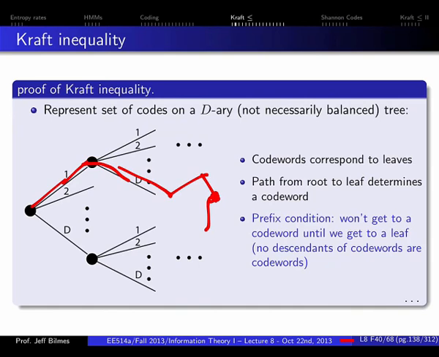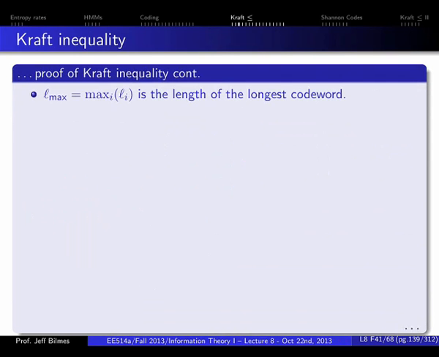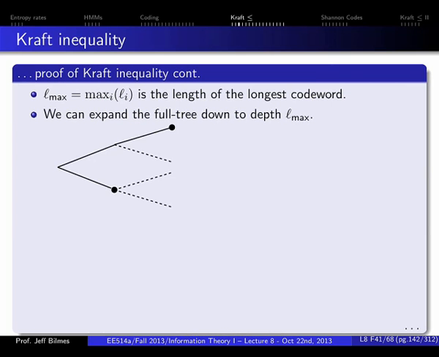And we're going to get kicked out of the room soon. So let's just prove this. Let's say that L max is the length of the longest code word. So let's now expand the full tree down to that depth. So now we're essentially saying, maybe we originally have an imbalanced tree, and so these code words are here and here. But now let's expand all of these lengths down here.